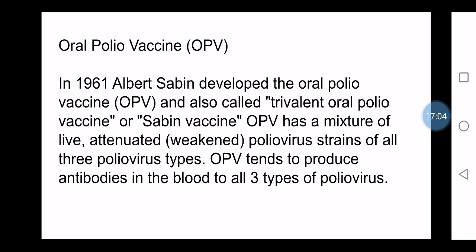It has a mixture of live and attenuated polio virus strains of all the 3 polio virus types. And OPV tends to produce antibodies in the blood against all these types of poliovirus. All the 3 types are there in both IPV and OPV, but in case of IPV it will never cause any paralysis, but here it is a mixture of live and attenuated, that means weakened strains, that we are going to give orally.